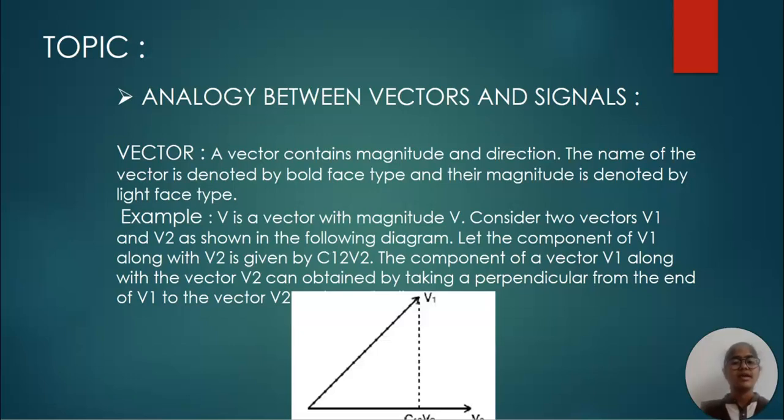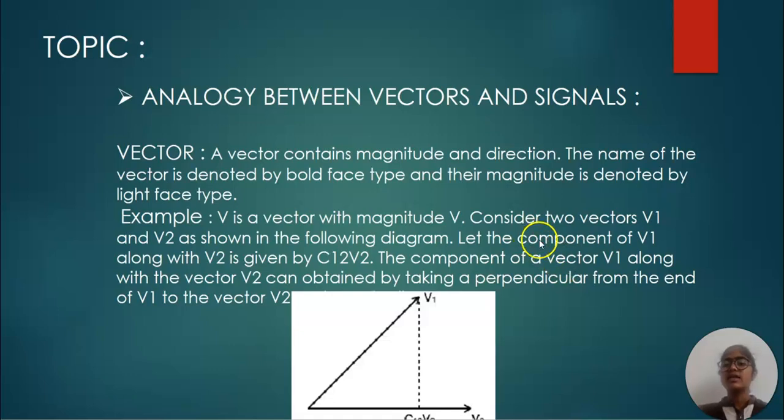What is a vector? A vector contains magnitude and direction. The name of a vector is denoted by boldface type and its magnitude is denoted by lightface type. Let us consider one example. Here V is a vector with magnitude V, and consider V1 and V2 are the two vectors as shown in the following diagram.